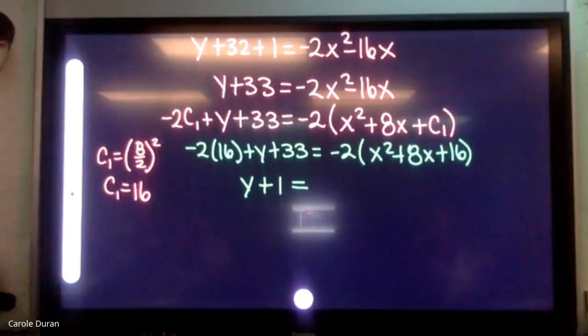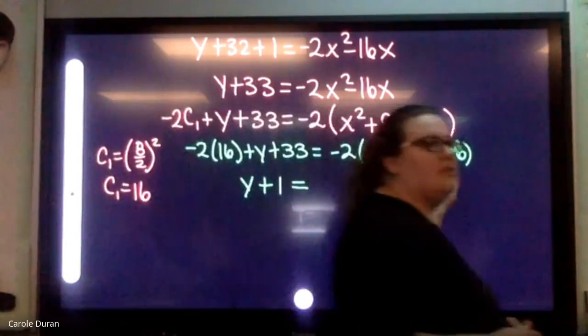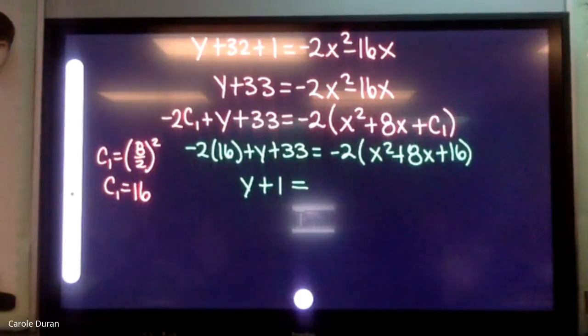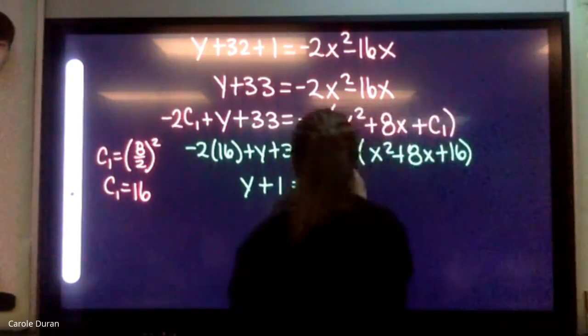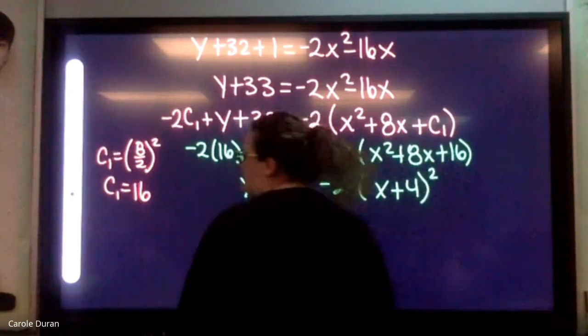What do I do on the right? What was the whole point of completing the square over there? What do I know is going to happen with this quadratic? Factor into the same thing twice. So it's going to be a factor squared. So what number times itself equals 16, but added to itself equals 8? 4. So this is going to be negative 2 times x plus 4 squared.